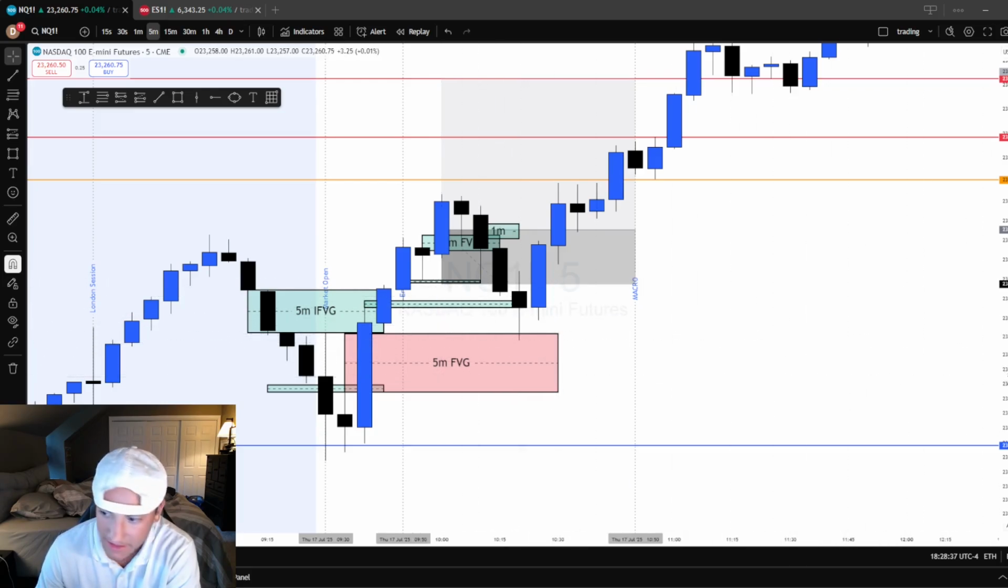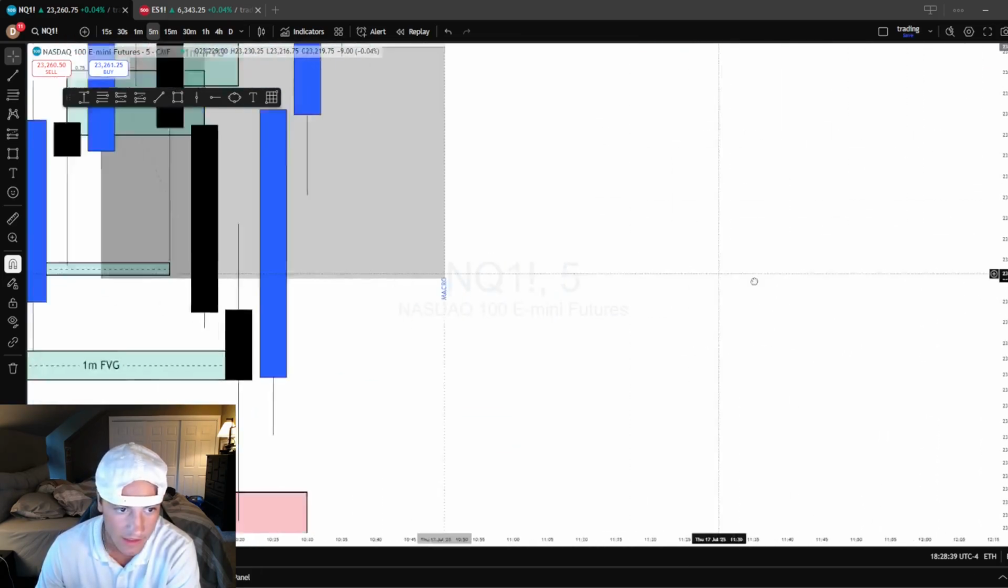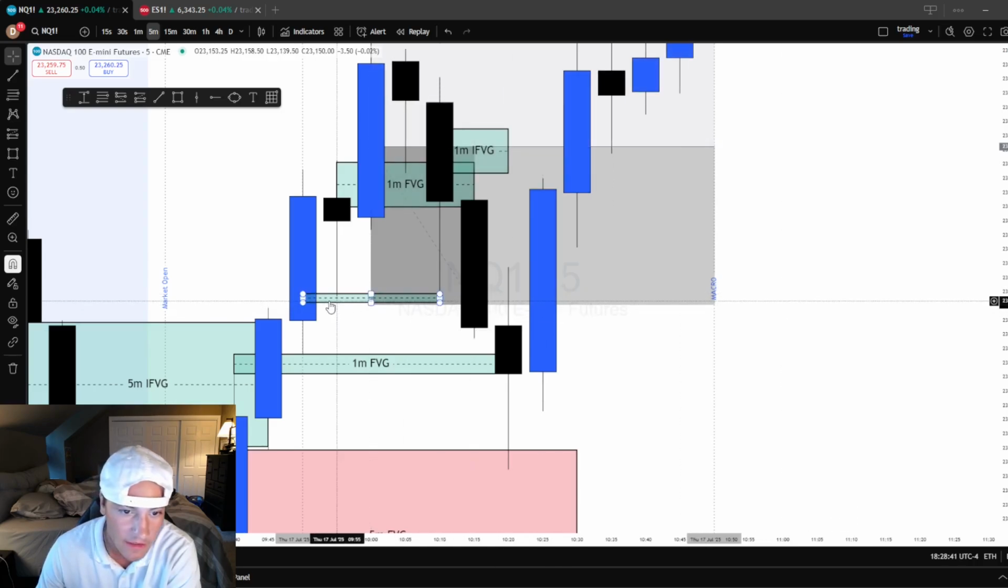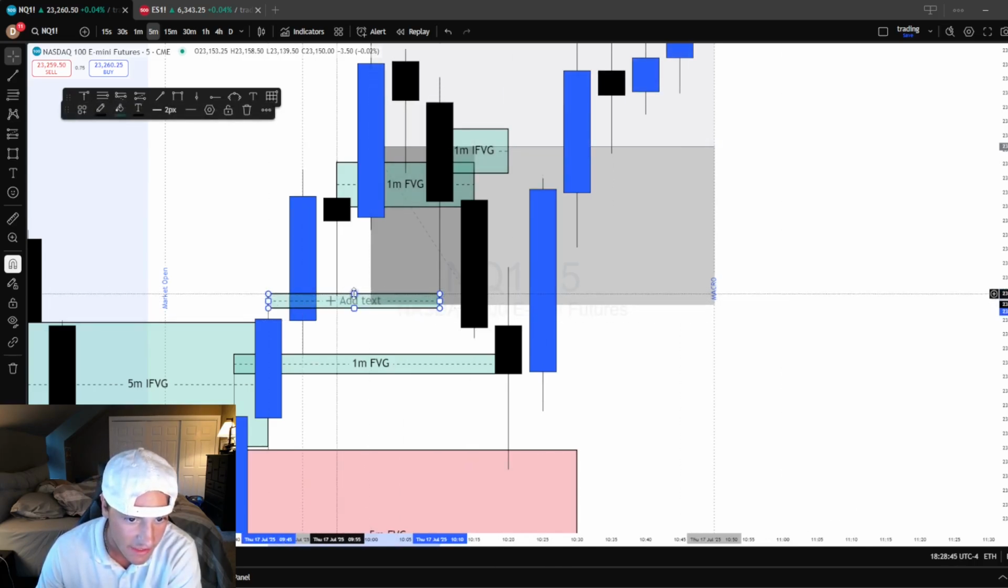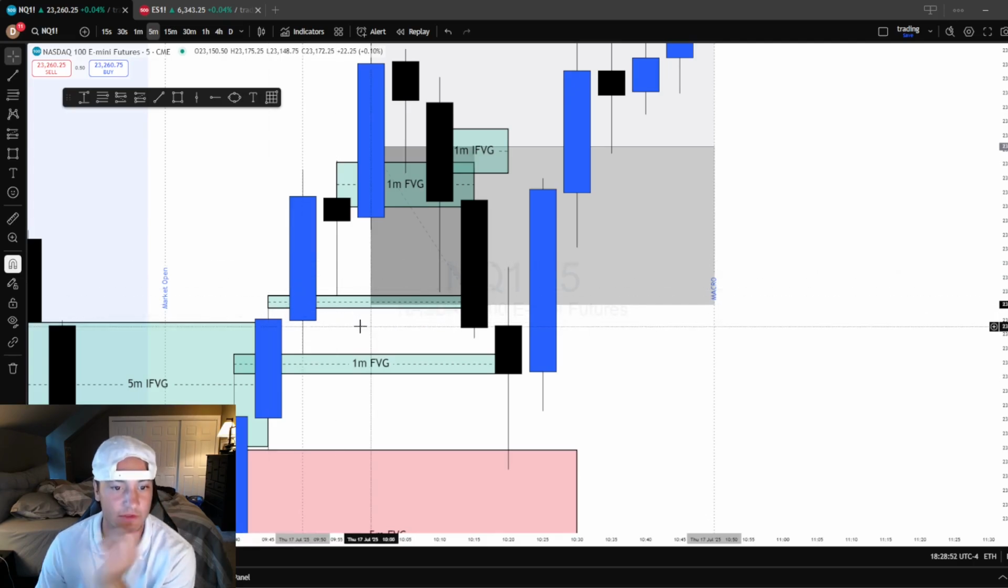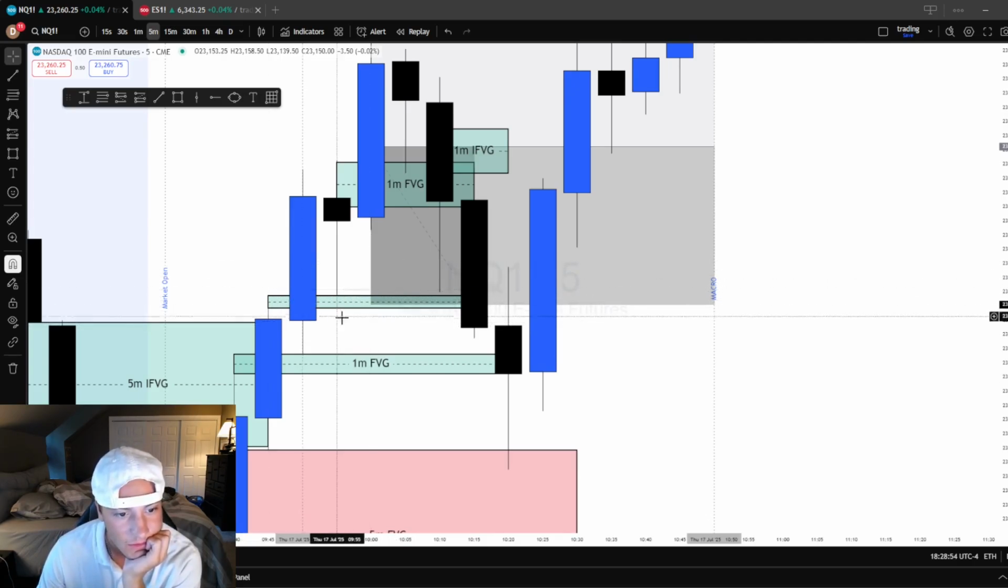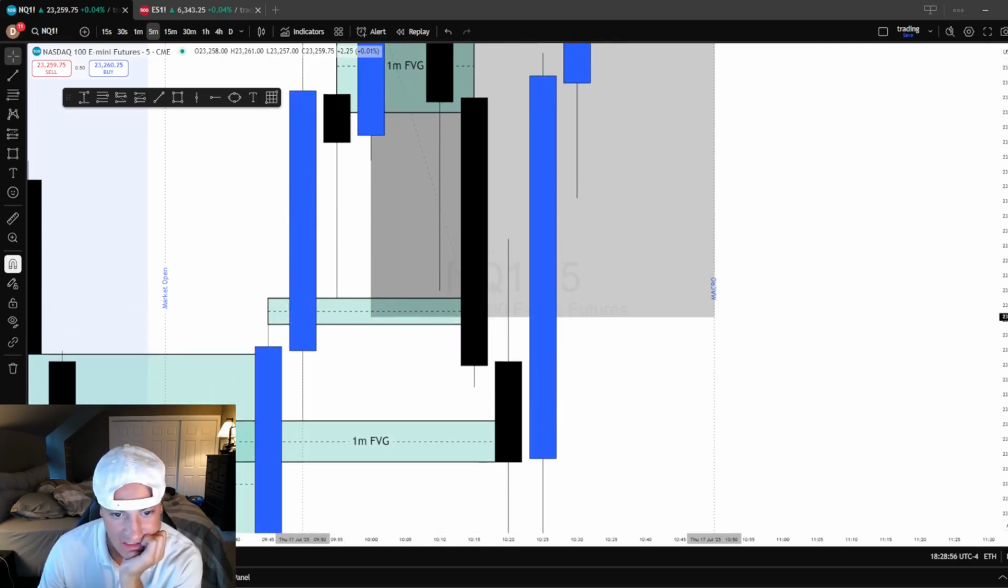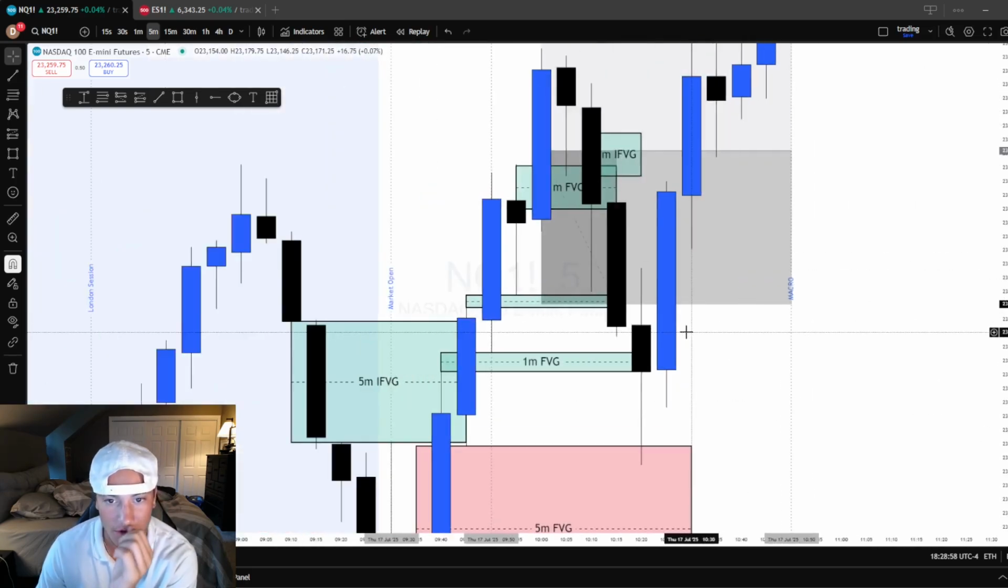I guess technically this is what I was looking at. But this doesn't even make any sense. Yeah, this wouldn't have been anything. This was a fair value gap, but this would have never been anything. What did I have that marked as? I didn't even have it marked. That's great.